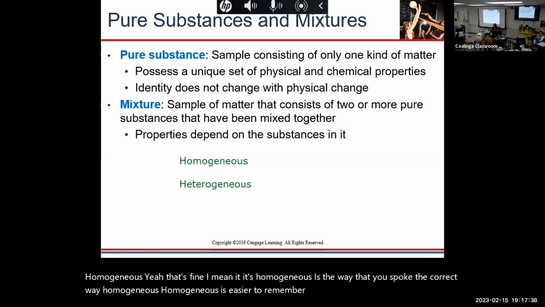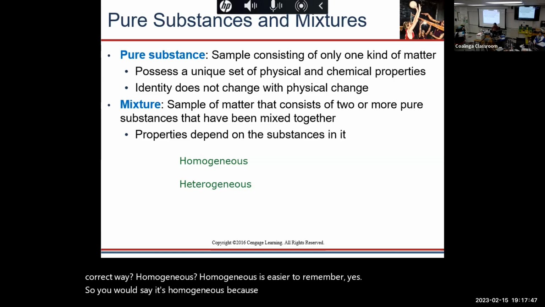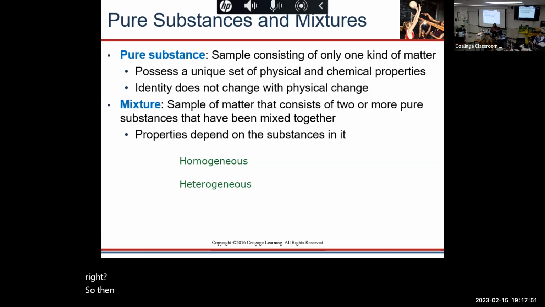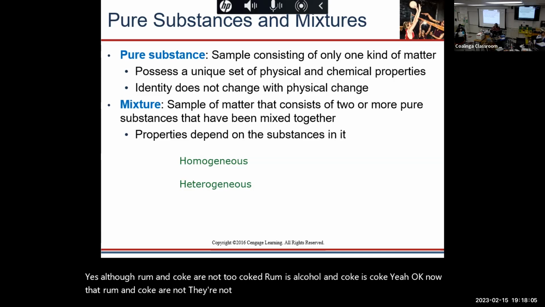Coke is homogeneous, because when we put them together, they all look like Coke, right? Other Cokes, and then this Coke is the same. Although rum and Coke are not two Cokes. Rum is alcohol, and Coke is not. Now you know that rum and Coke are not the same, not two different Cokes.